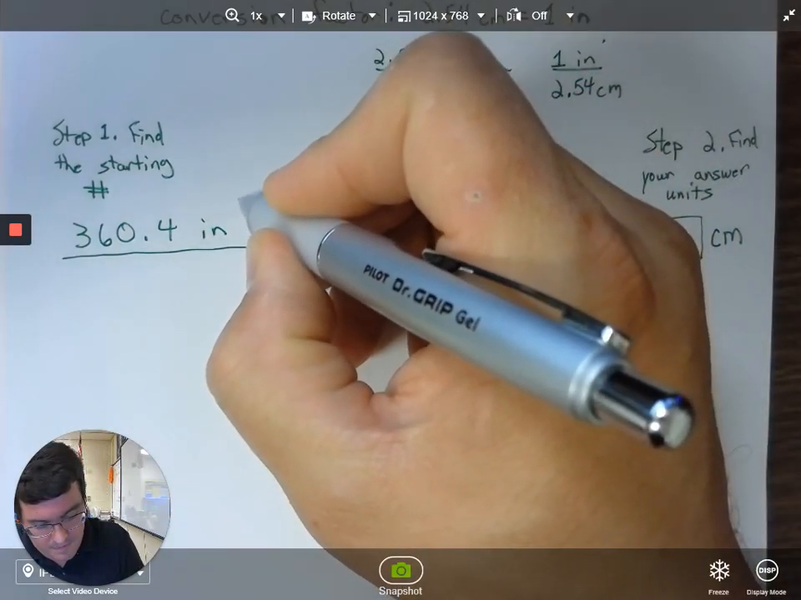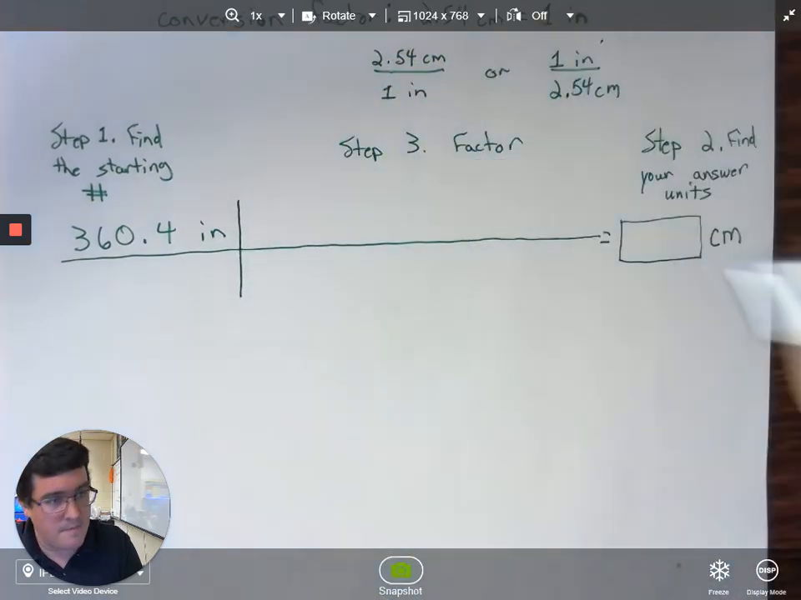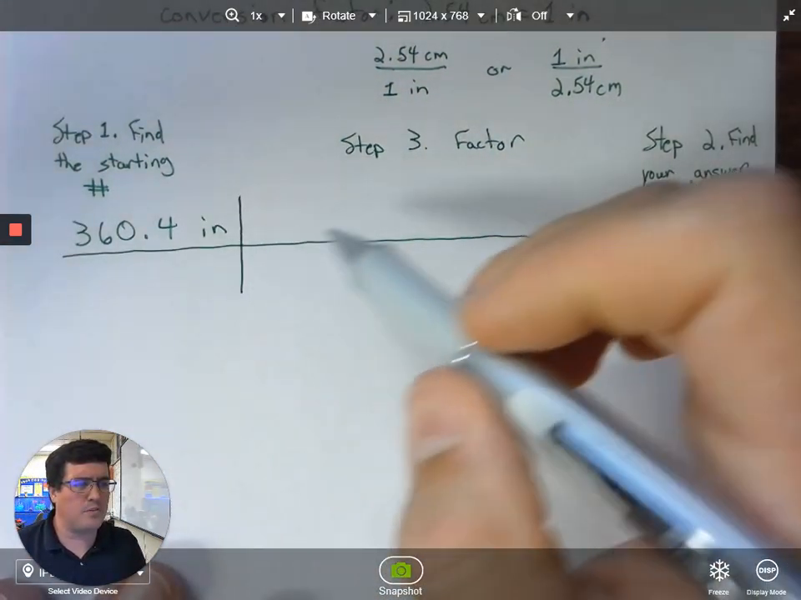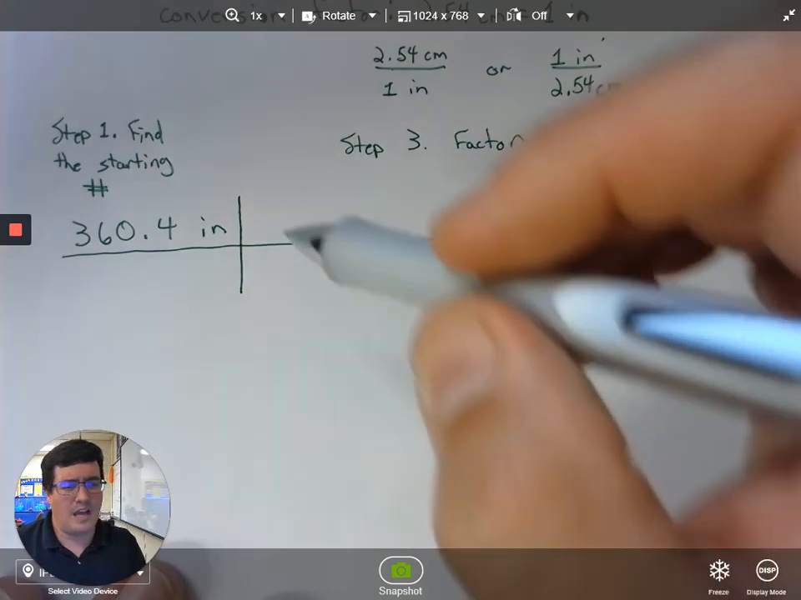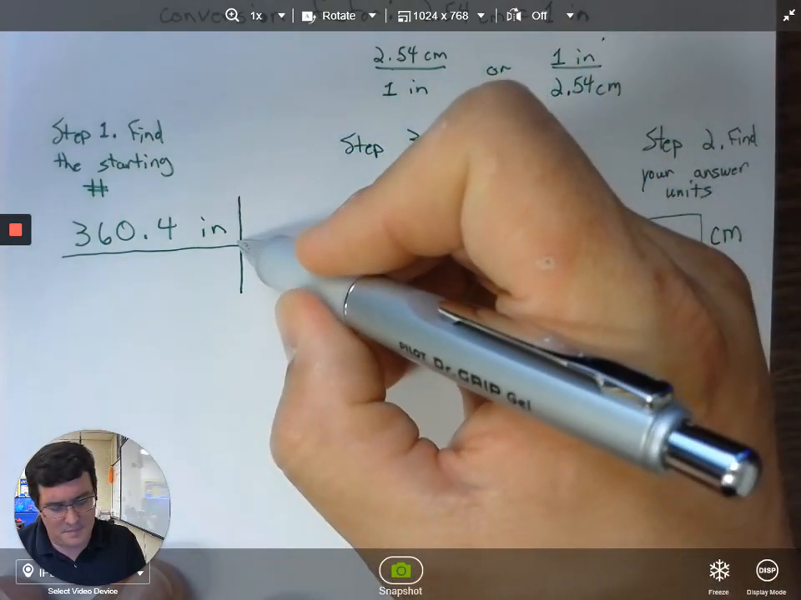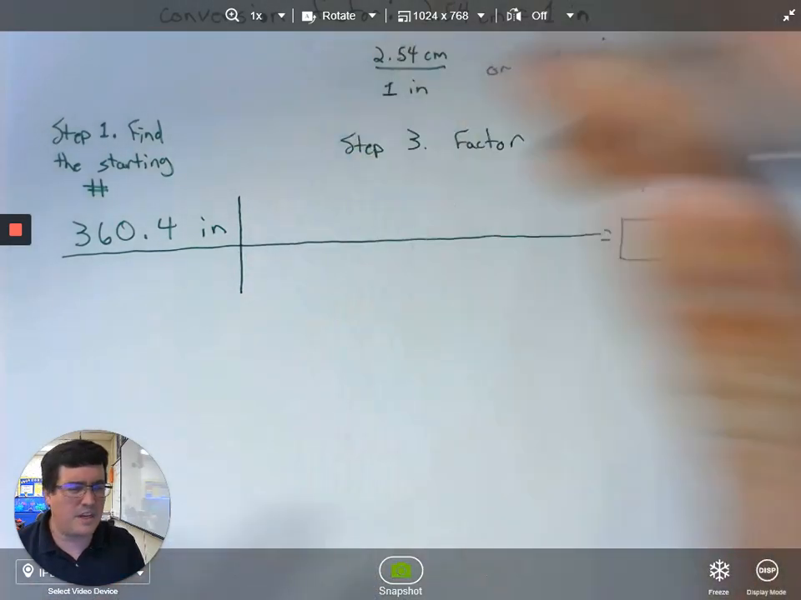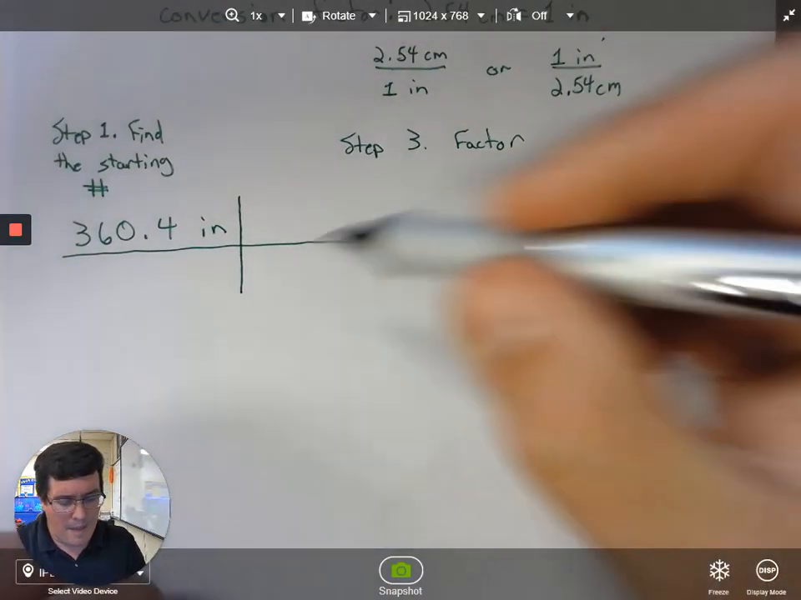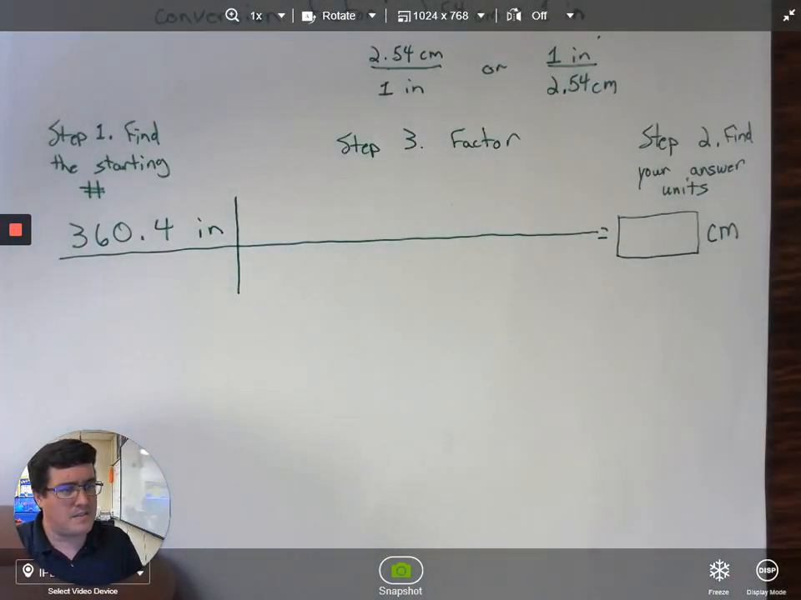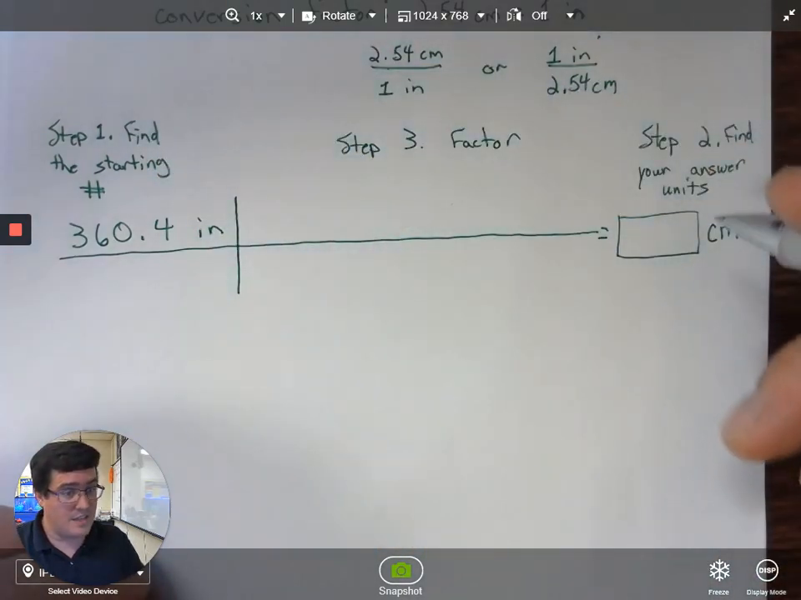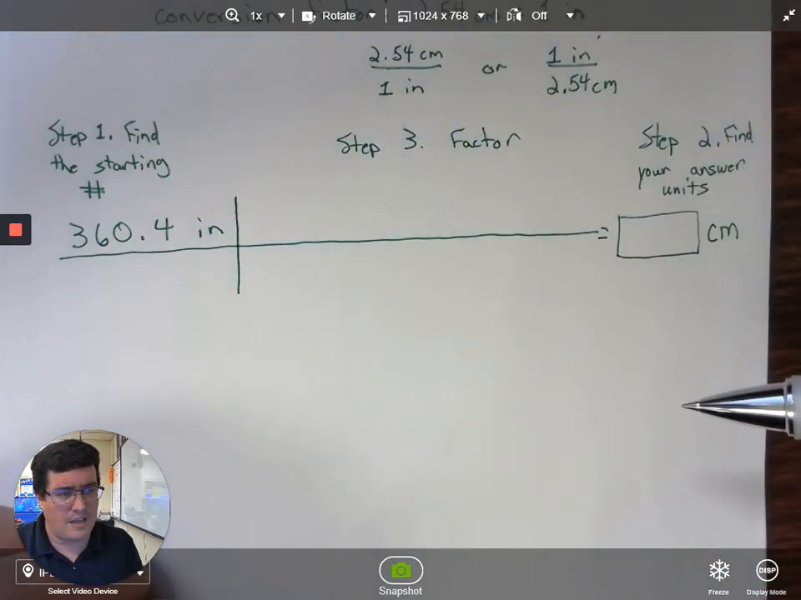But to do a step in factor label, I like to draw a line. Some folks don't like that. Some folks just like to space them out. Some teachers will have you draw a multiplication symbol here, whatever. I like the line because it divides my spaces up. And if you're doing a 10-step problem, it's very helpful to have that.